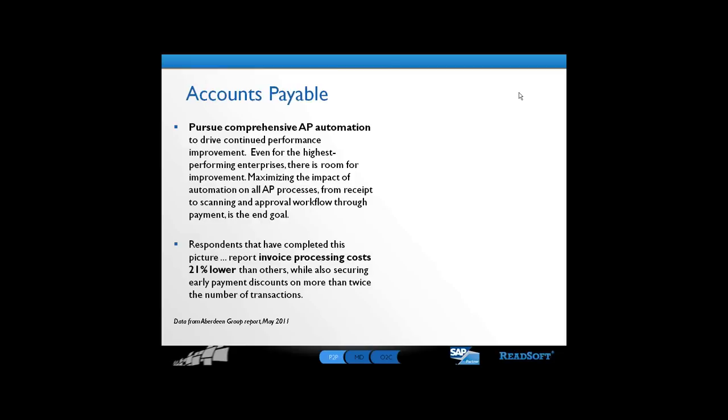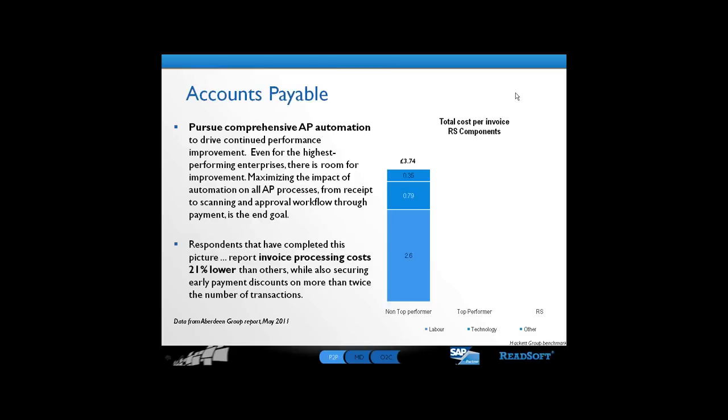And when you go through this process, respondents to their survey who had completed the AP automation reported that their invoice processing costs were 21% lower than other people. They were also scoring more early payment discounts, which we'll come on to talk about in a moment. One of our customers, RS Components, which you'll see based here on the Hackett Group benchmarking that we've done, non-top performers typically had an invoice processing cost of £3.74, top performers at £1.40, and yet RS Components using the ReadSoft solutions were able to get down to as low as 60 pence. So there's a long way that you can go to become even better than best in class.